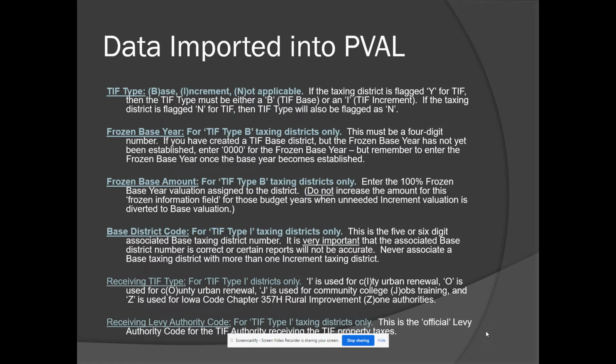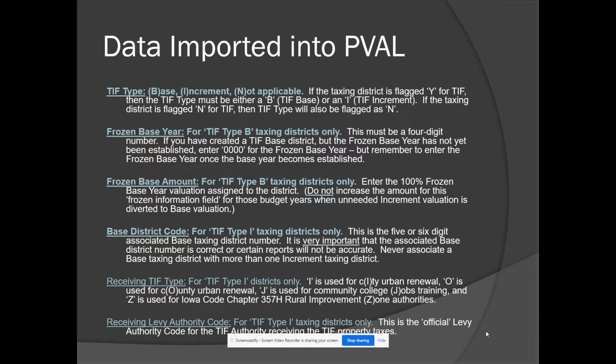TIF type, so if the tax district is flagged yes for TIF, then it must be either a TIF base or a TIF increment. If the tax district is flagged N for TIF, then the TIF type is also N, obviously. Frozen base year is a 4-digit year for the frozen base.